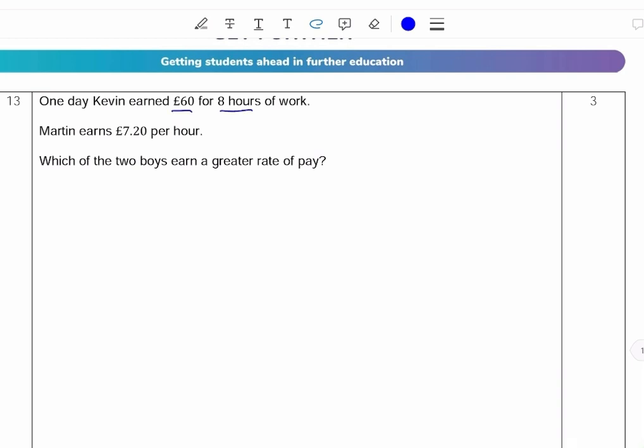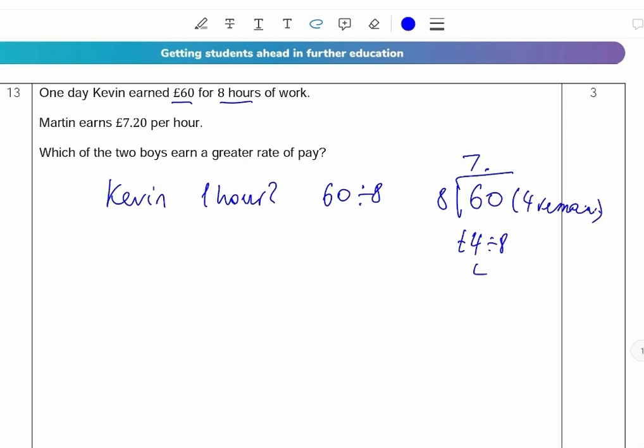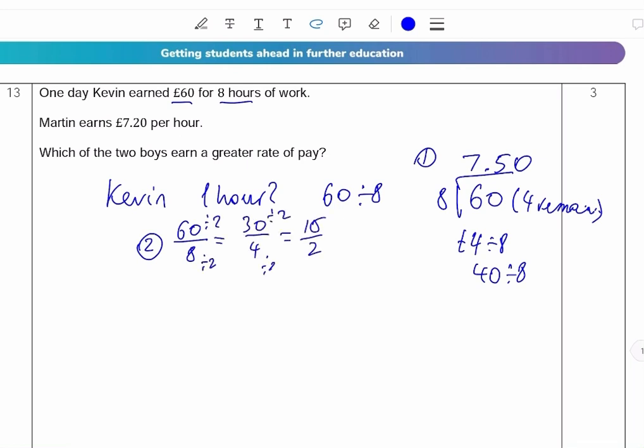Okay, so let's find out how much Kevin earns per hour here. We're just going to divide it. 60 divided by 8. Okay, you'll have a remainder here. 7.5.